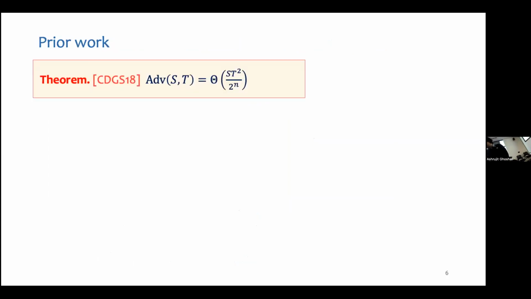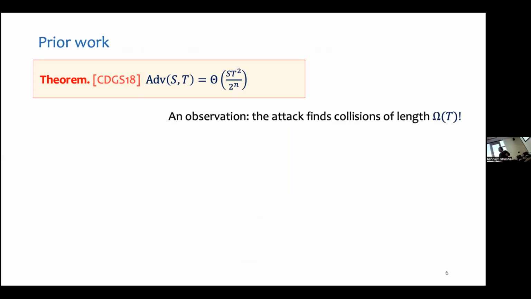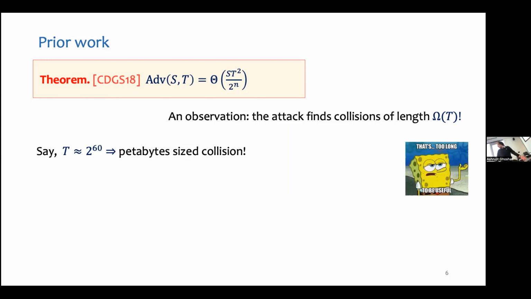This advantage had been studied in prior work by Coretti et al. They gave a tight characterization of this advantage, meaning that they gave an explicit attack that achieves advantage ST² over 2^n, and also showed that asymptotically that attack was optimal. However, the specific attack that they gave finds collisions of length roughly T, and for usual settings of parameters, this is of the order of petabytes. And collisions this long are not really useful.